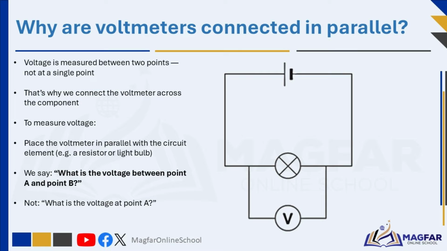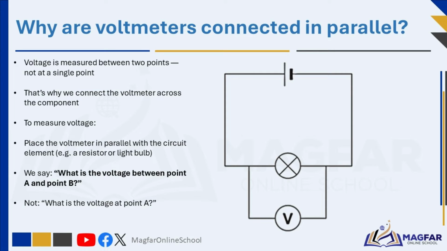Now, why do we connect voltmeters in parallel? This is because we want to measure the voltage across a circuit component, and voltage is defined as the difference in electric potential between 2 points. Voltage is not measured at a single point. It doesn't make sense to ask, what's the voltage at this point? Voltage is always between 2 points. You can ask, what's the voltage between point A and point B? That's valid. To measure this, you hook up the voltmeter across those 2 points in parallel with the element.